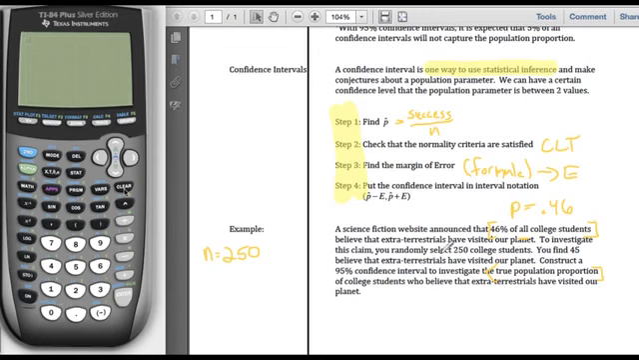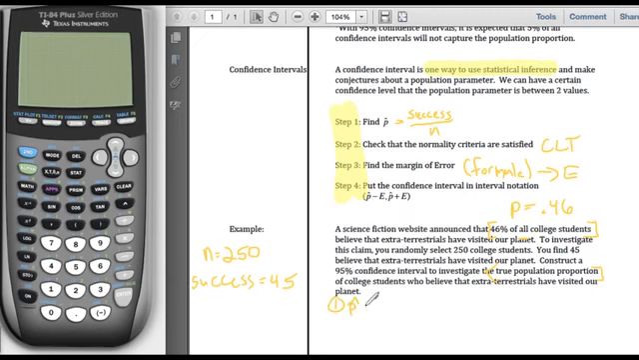So N is 250. My success number, or those who said yes to my question, "I believe aliens have visited our planet," is 45. It says right here, you find that 45 say yes, I believe extraterrestrials have visited our planet. So that can get me step one.